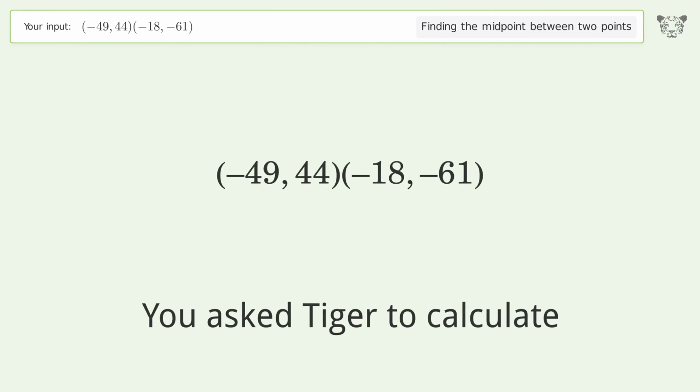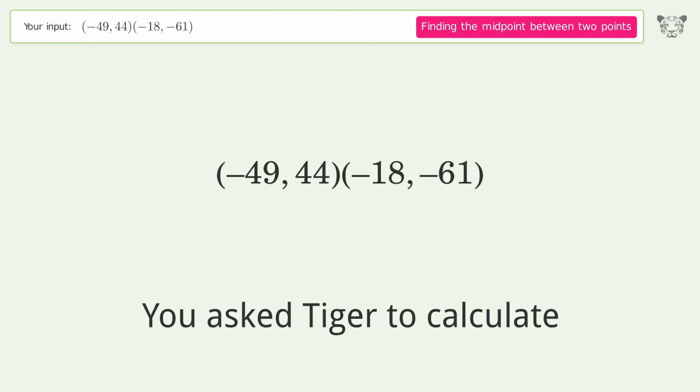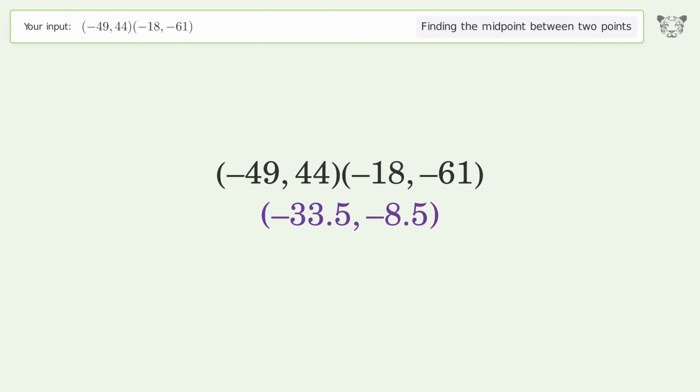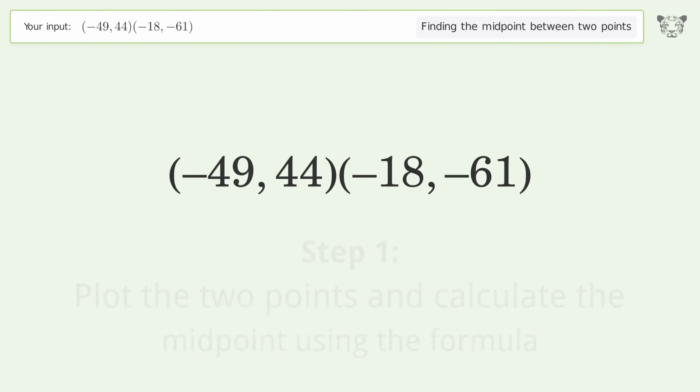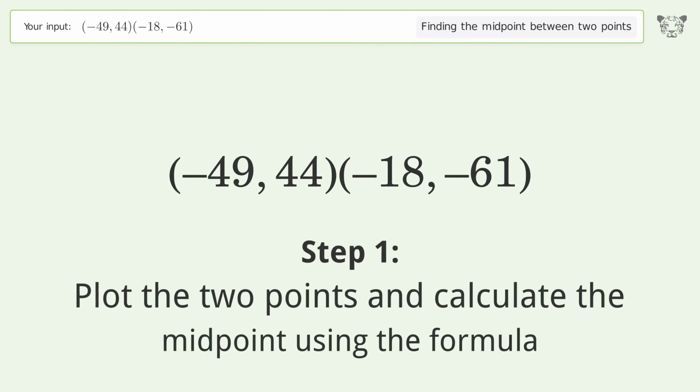You ask Tiger to calculate. This deals with finding the midpoint between 2 points. The midpoint between the 2 points is negative 33.5, negative 8.5. Let's solve it step by step. Plot the 2 points and calculate the midpoint using the formula.